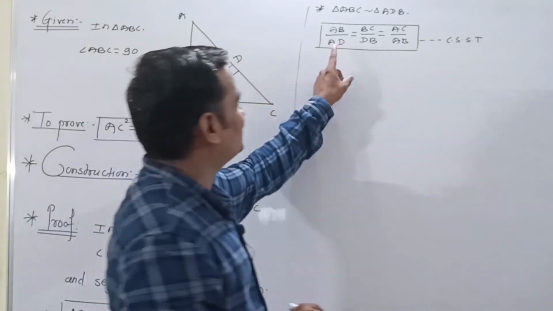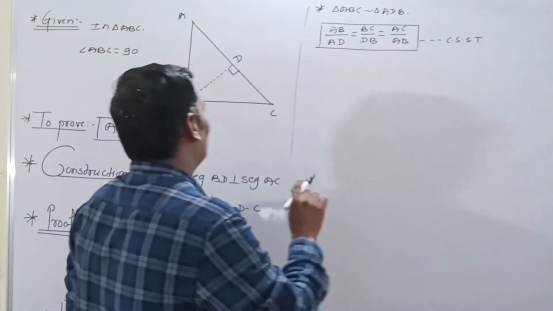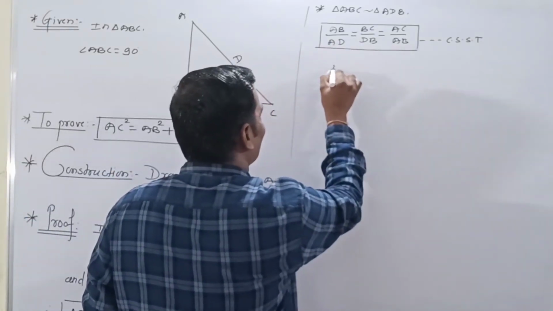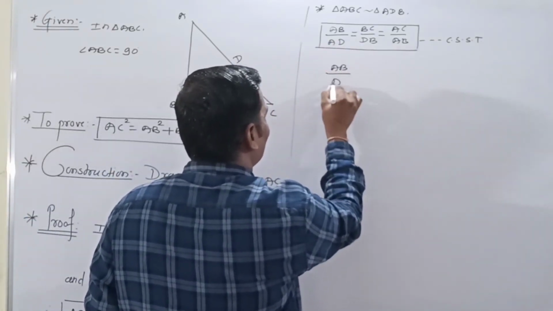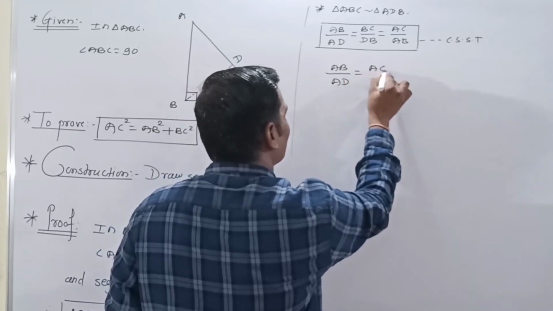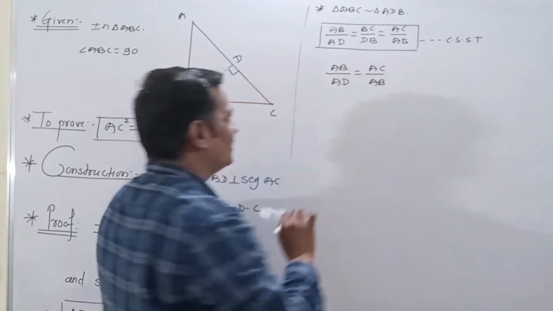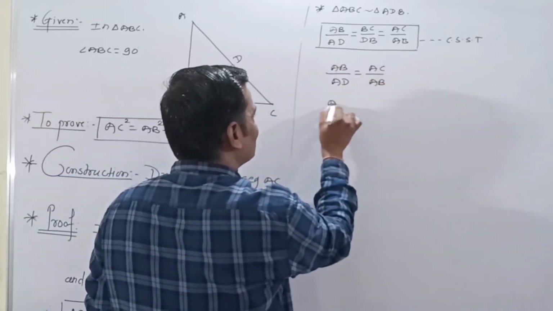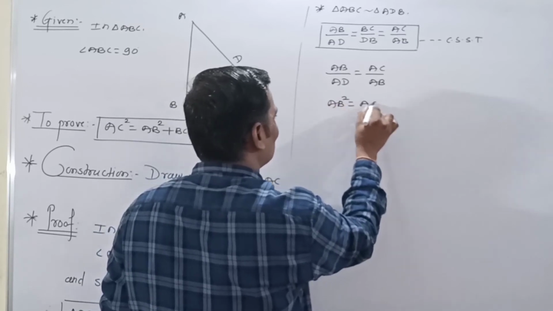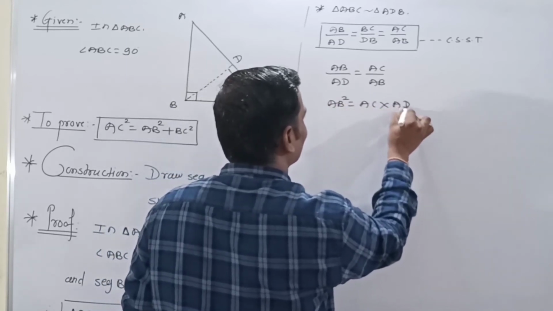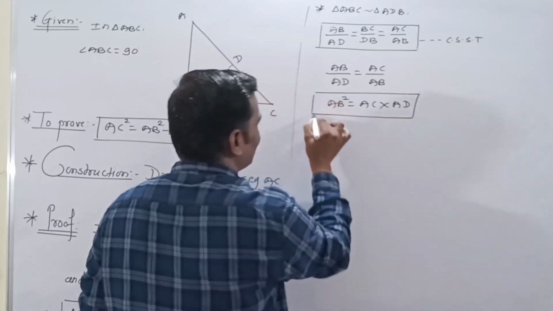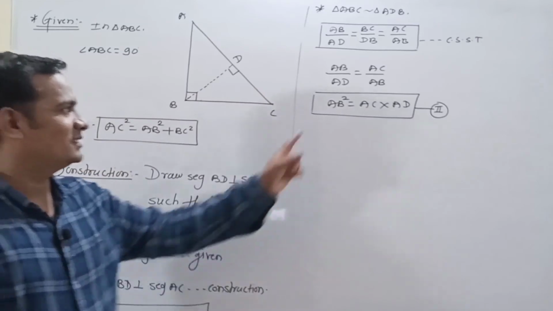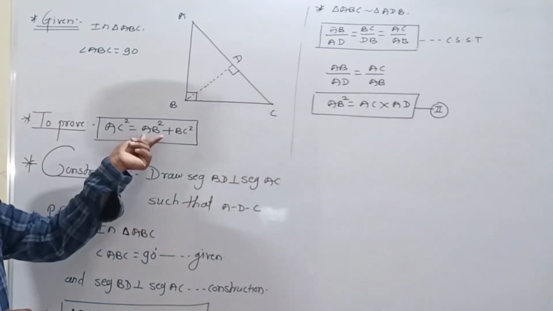So look at the first and last ratio. We want AB square, so for that purpose we will take the first and last ratio, that is AB upon AD is equal to AC upon AB. By cross multiplication, AB into AB, that means AB square is equal to AC into AD, equation number 2. We got the first one here, AB square.